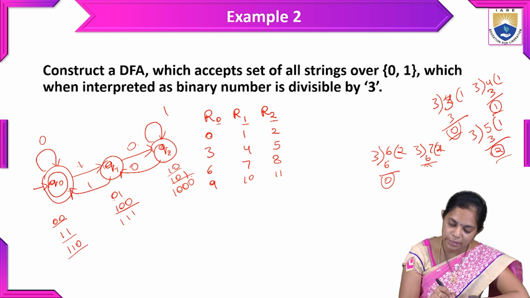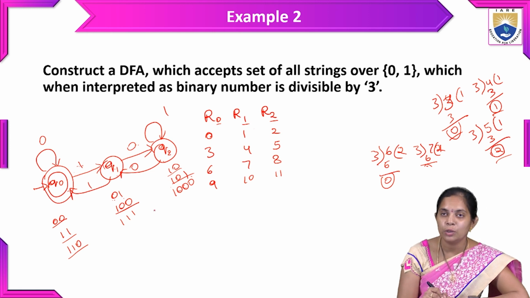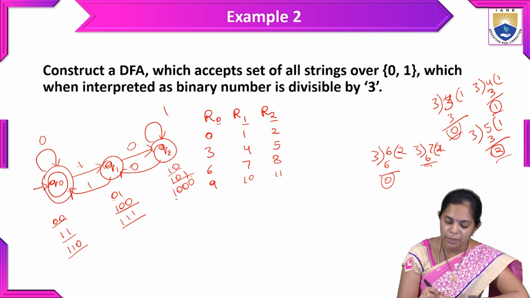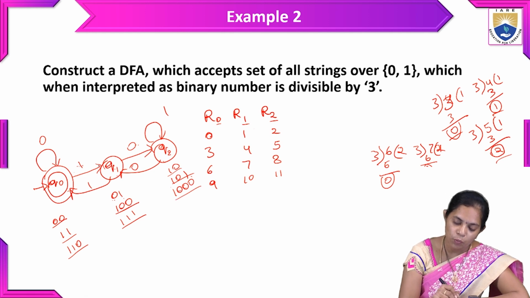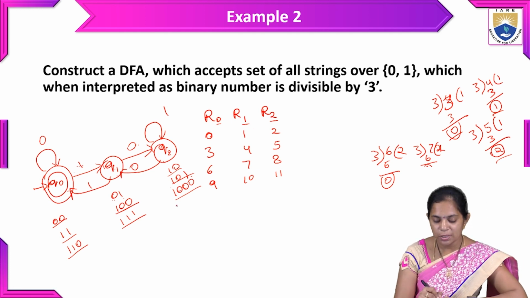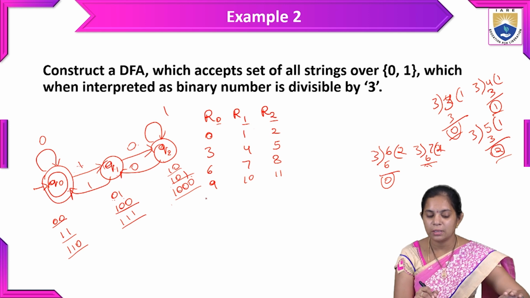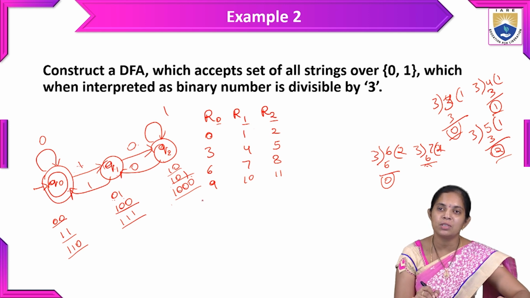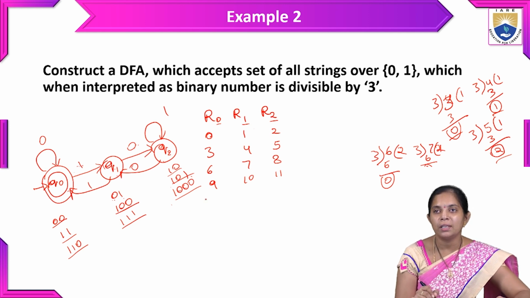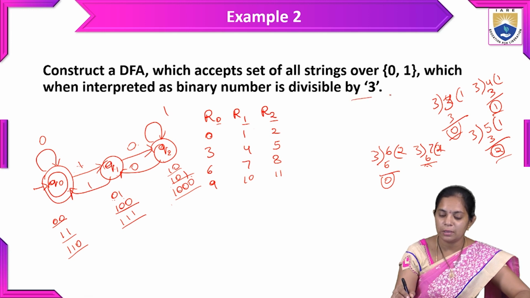And here 1, 1. So it reached Q1 from Q0. So with 1 it is reaching Q1, and with 1 it is reaching Q1, and again with 1 it is reaching Q1. So this is also satisfying. And 1, 0, 0, and again 0 will reach Q2. So this is how we constructed a DFA, deterministic finite automata, for the binary numbers which are divisible by 3.